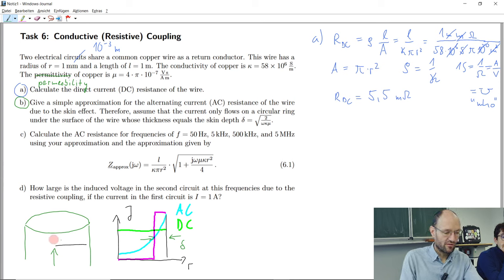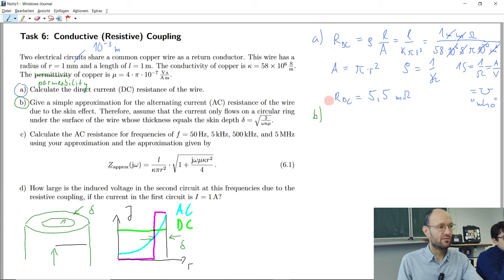Yeah, and so we could say, okay, this is the cross-section area, and it is difficult to draw in this three-dimensional schematic. There's once again this ring that has thickness delta. And so how can we then, using this approximation and this assumption, approximate the AC resistance? Ideas? No idea?